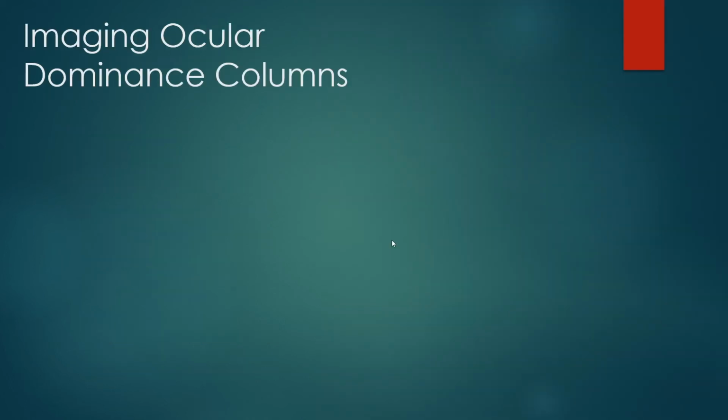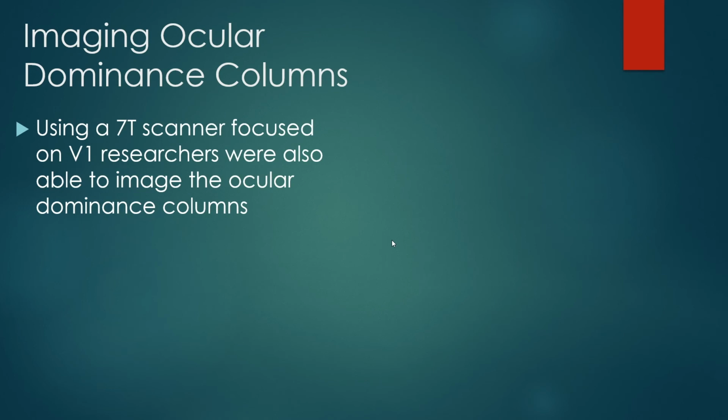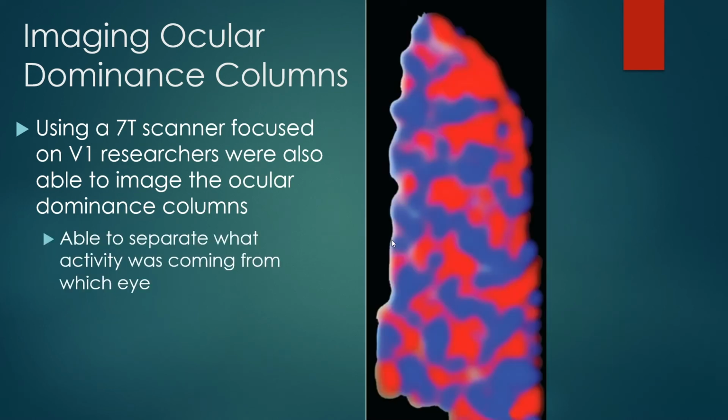And then this was the really cool one. They used a 7T scanner. Like I said earlier, this is a really powerful scanner. They were looking specifically at V1. This is just a chunk of V1. The blue and red indicate whether the information came from the right eye or the left eye. And they were able to see with an MRI, where these are thousands of cells within each of these voxels right here, really cool organization.